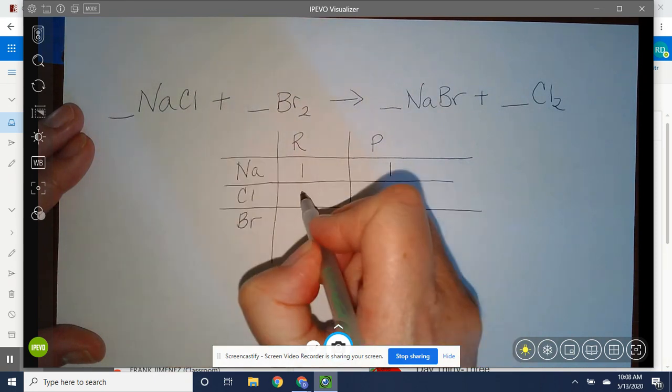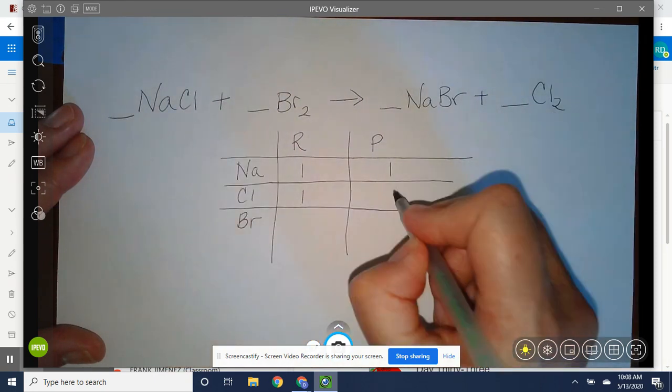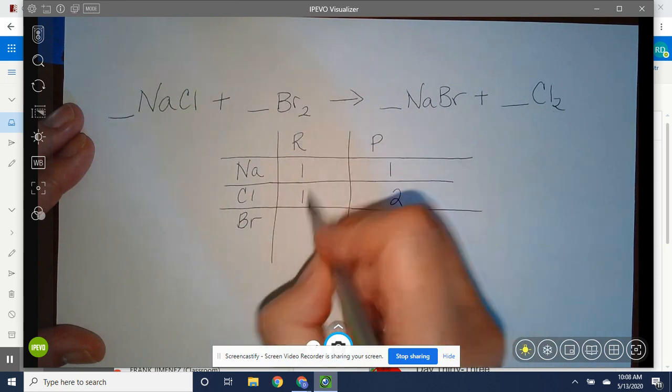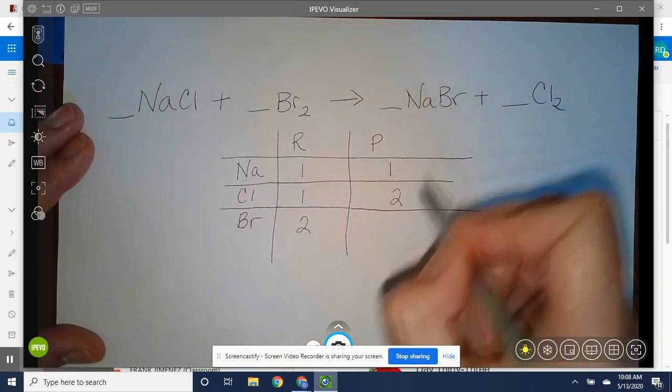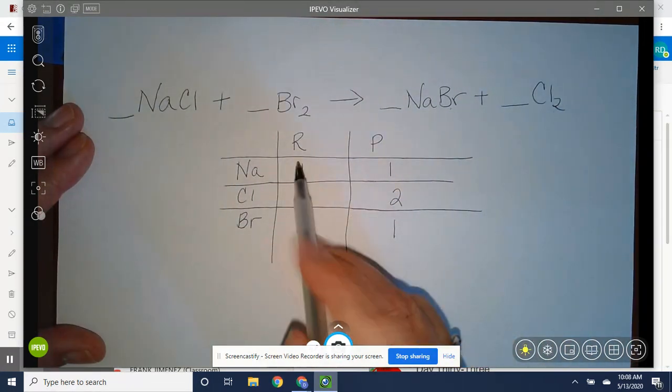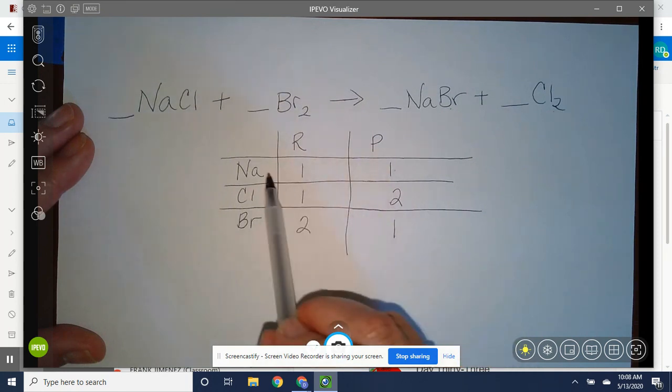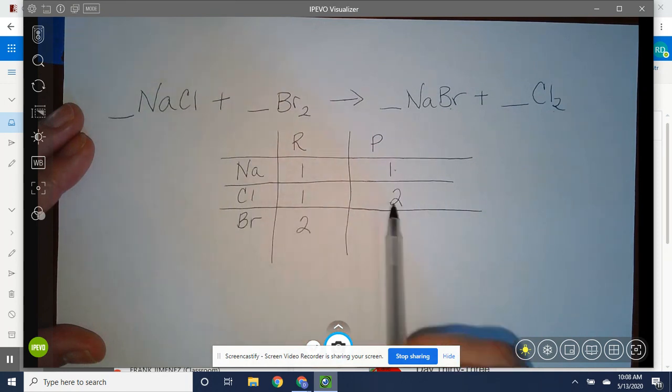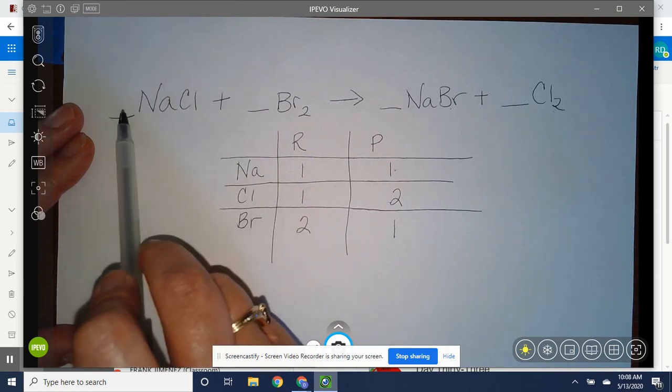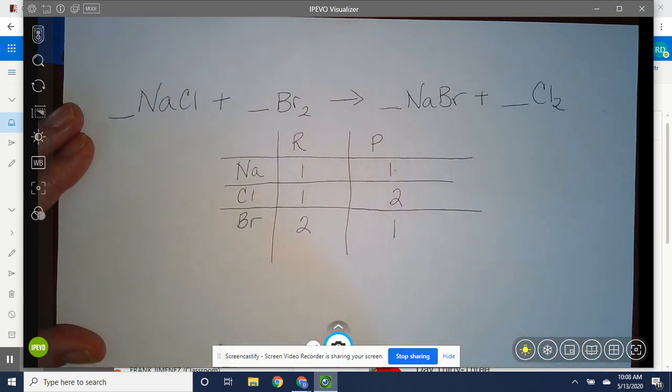So we have 1 sodium on the reactant side, 1 on the product side. We have 1 chlorine on the reactant side. We have 2 on the product side. 2 bromines on the reactant side, 1 on the product side. So our job is to make these numbers equal. You can see that the sodium is already equal, but the chlorine and the bromine are not. We are going to add coefficients in any one of the spots to make these equal.